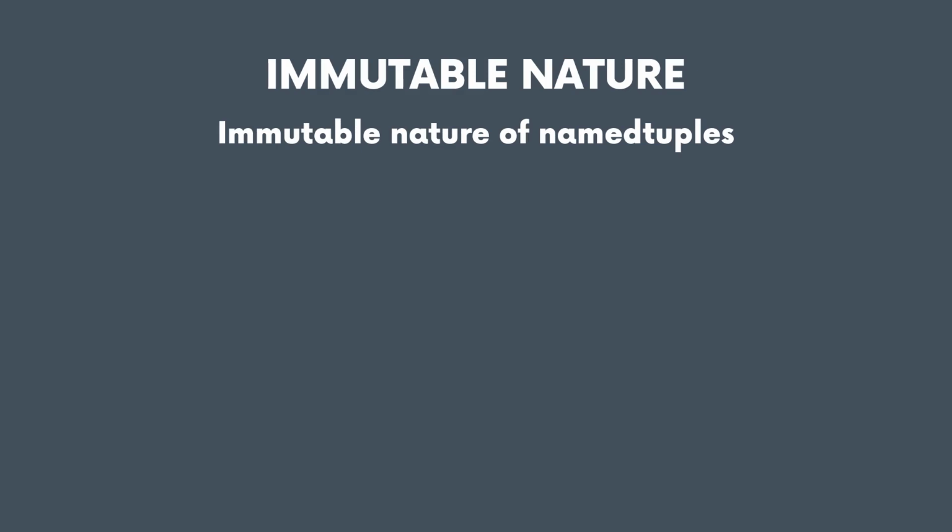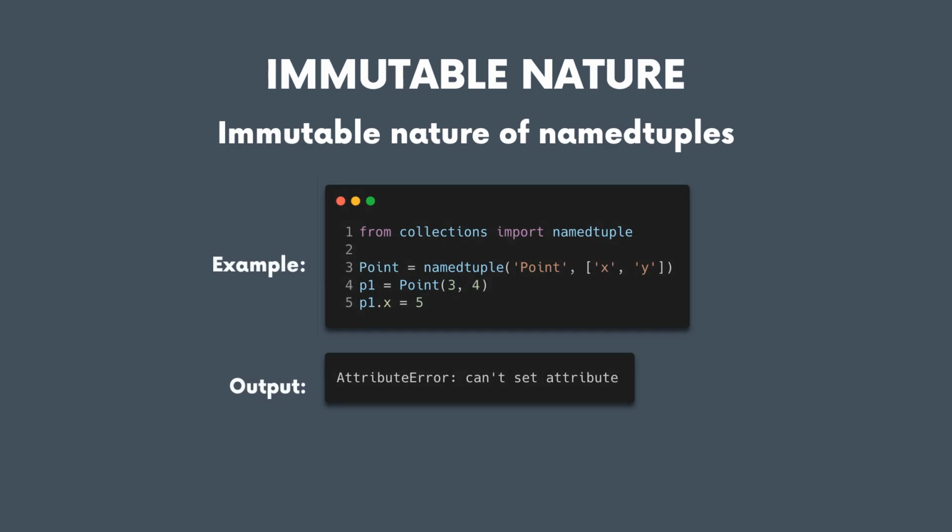Namedtuples are immutable, meaning their values cannot be changed after creation. Attempting to modify the x field of the namedtuple results in an AttributeError since namedtuples are immutable.